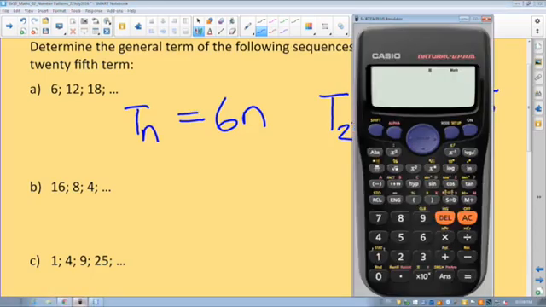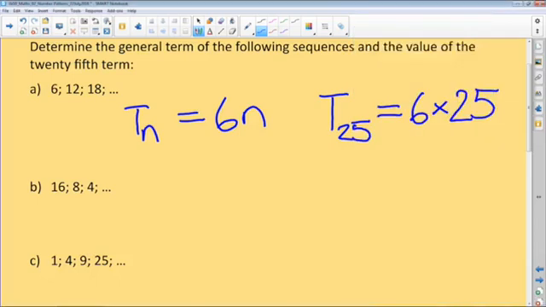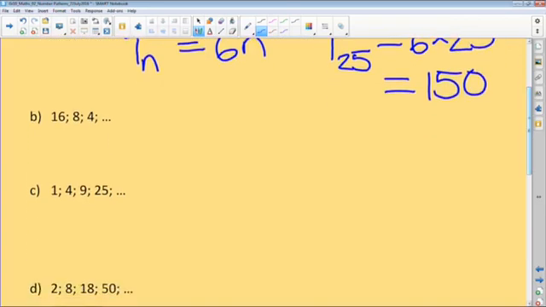So 6 times 25 equals 150. So the 25th term is equal to 150. But we weren't really interested in that. What we were interested in were these three problems. So let's start with this first one.